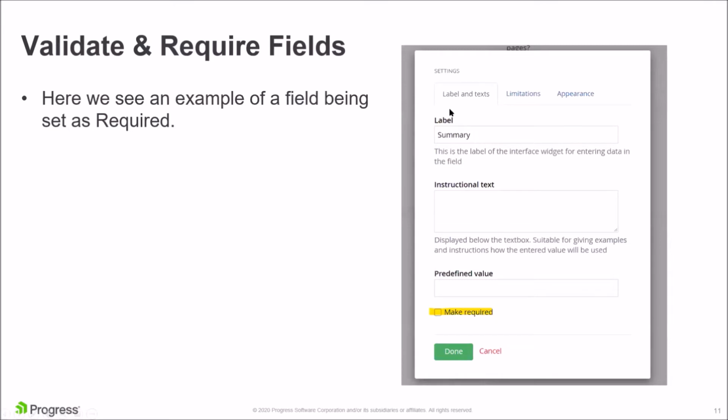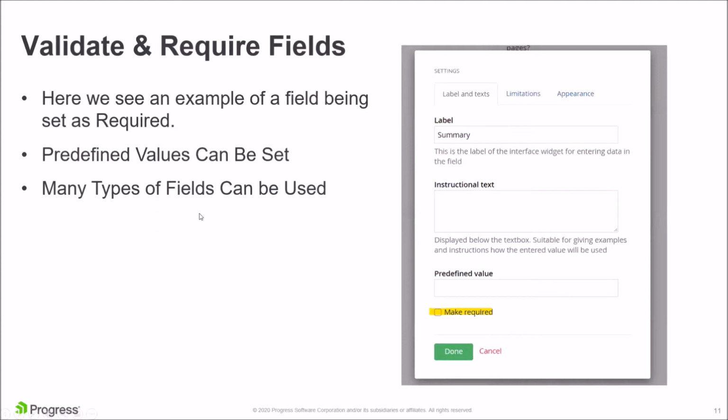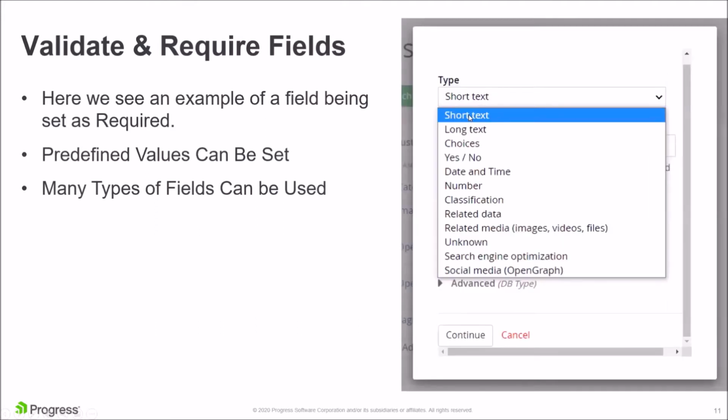You can do this on the out-of-the-box items that come with the system, but you can also do it through components that you build on your own. All of this, again, with a simple-to-use, easy interface. So we can require fields, instructional text, maybe even predefining values. Many types of fields can be used and automated throughout the system.